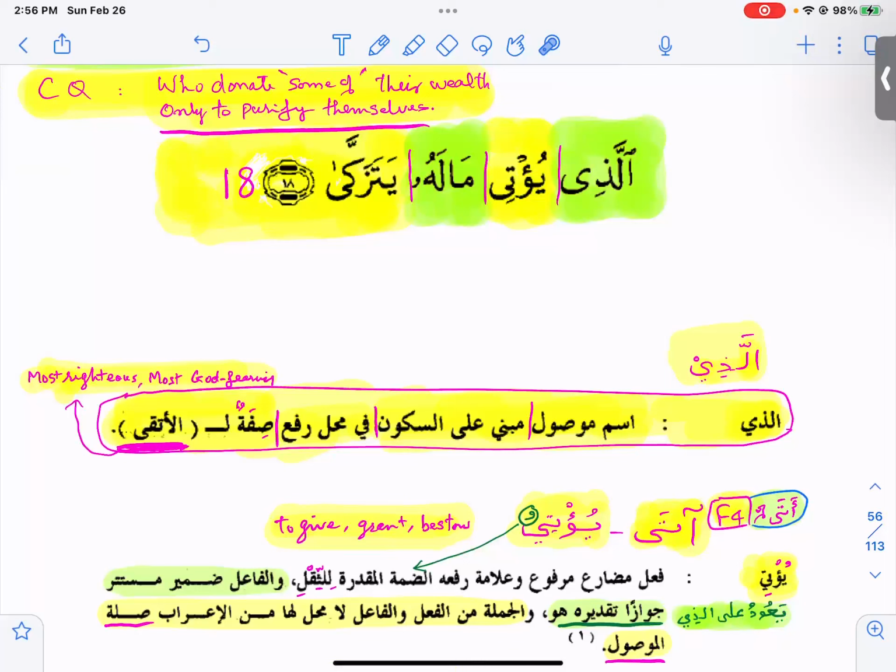And form one is ata. Ata means to come, ata means to give. Ata and ata has the same meaning. Ata yuti, to give, grant, bestow. Fi'lun mudari'un marfu'un wa alamatu rafihi dammatul mukaddara, I put already there, thickly heaviness. Fa'il damirun mustatirun, taqdiruhu huwa, that goes to allazi. Allazi.